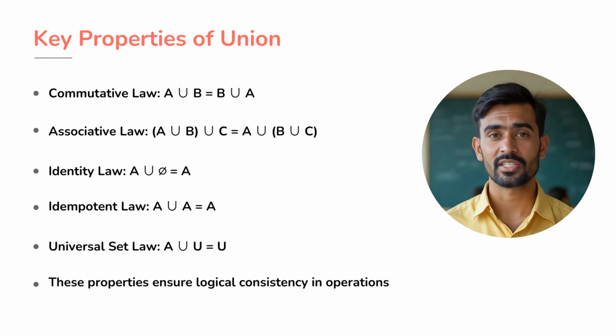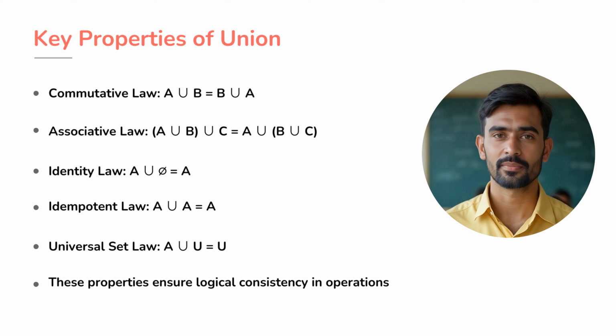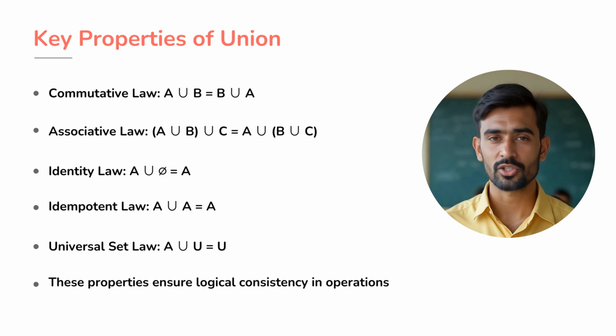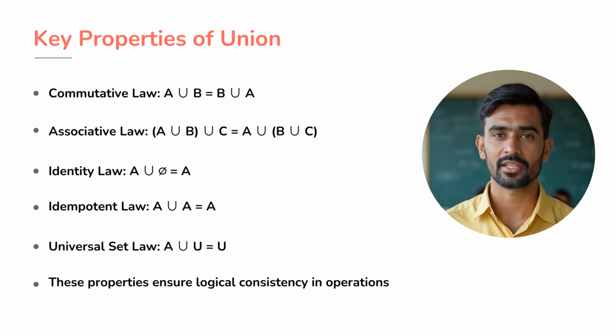Now let's go over some important properties of union. Commutative law: A ∪ B is equal to B ∪ A. Associative law: A ∪ B grouped first, then union with C, equals A union with B ∪ C grouped. Identity law: A ∪ the empty set equals A. Idempotent law: A ∪ A equals A. Universal set law: A ∪ the universal set equals the universal set. These properties ensure that union operations remain consistent and logical.